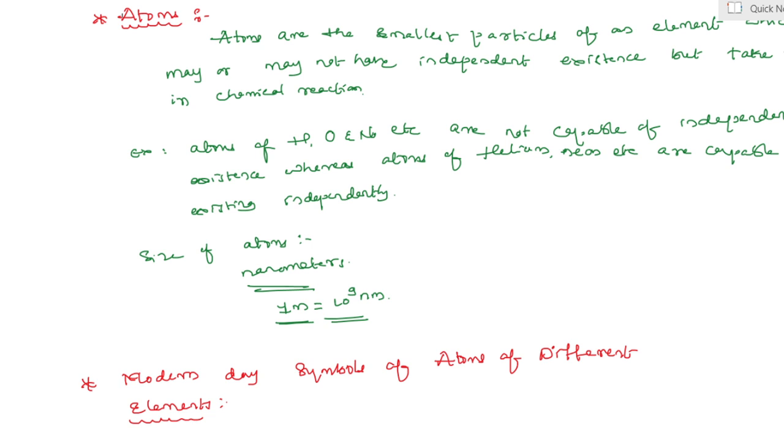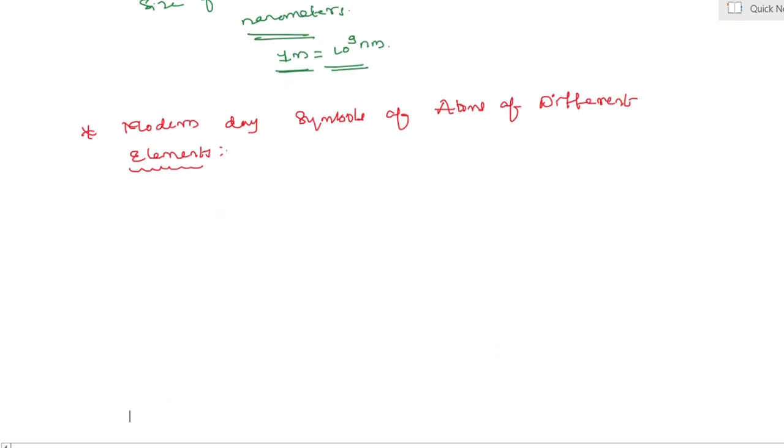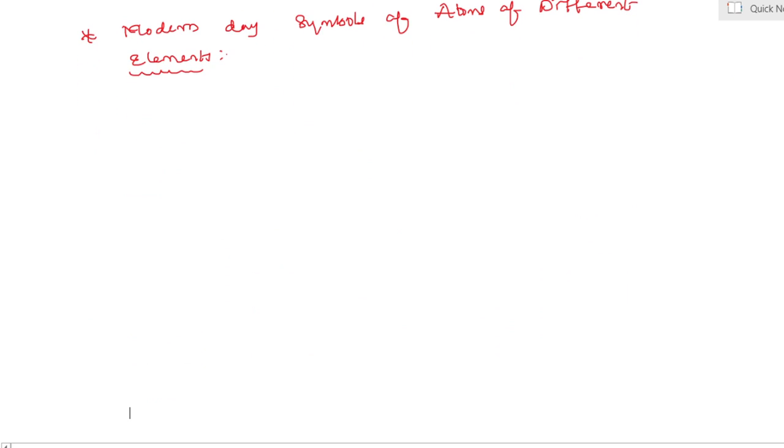Let us see modern day symbols of atoms and different elements. In chemistry, symbols are a representation of an element. It is simple to use the symbol of an element rather than writing the whole word of an element. Dalton was the scientist who introduced symbols for representing elements for the first time.